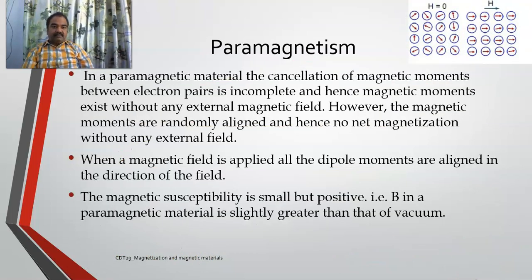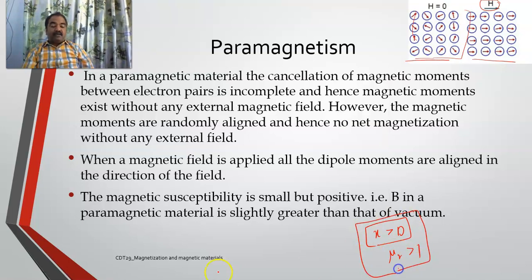On the other hand, there are some materials which have random magnetic moments which cancel out. When you apply a magnetic field, they will be aligned in a particular fashion. When there is no external magnetic field, there is no net magnetic moment. If you apply it, they will be realigned. In this case, the susceptibility is positive, and mu r is greater than 1, but not very large. It is slightly greater than that of vacuum, and this is called paramagnetism.